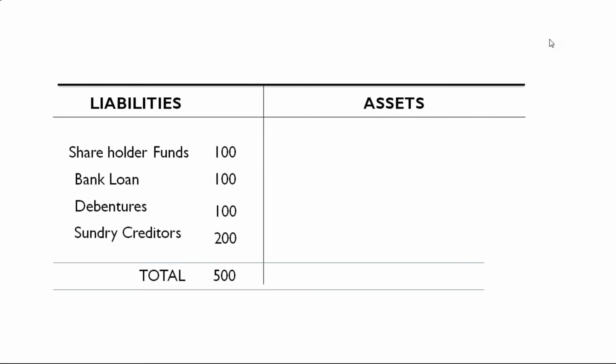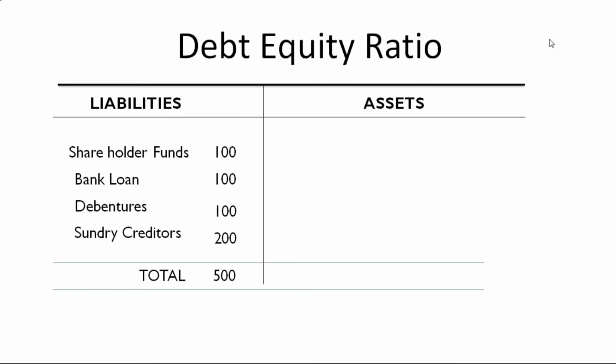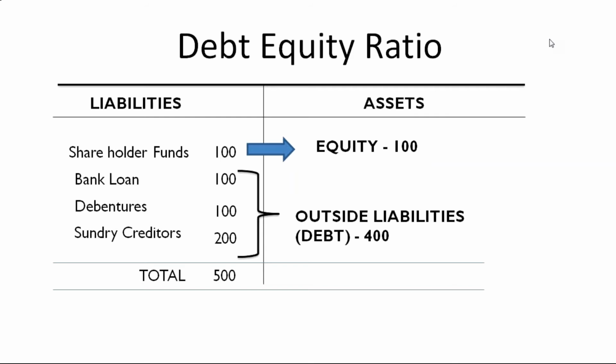Now our focus is the debt to equity ratio, right? It means we have to segregate the debt and the equity. My shareholders funds represent equity, and this can be a composition of equity plus reserves and surplus. Whereas the bank loan, debenture, and sundry creditors, all three put together, represent outside liabilities, which we call debt. So here the ratio is debt to equity, that is outside liabilities divided by equity.